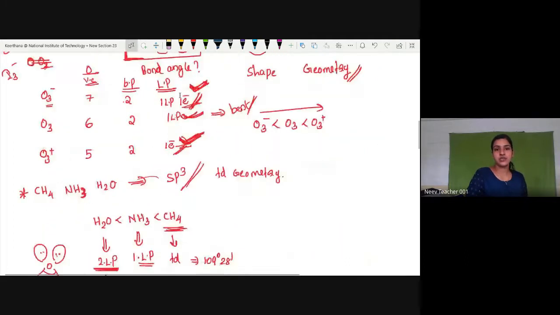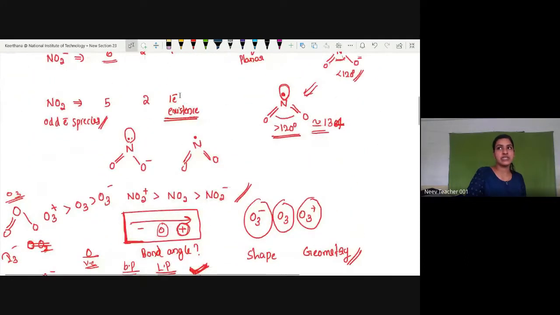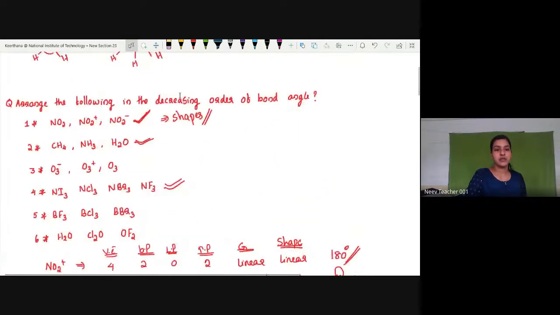Fluorine is more electronegative, so the electron cloud density around the central atom will be minimum. So the repulsion will be minimum, and the bond angle will also be minimum.